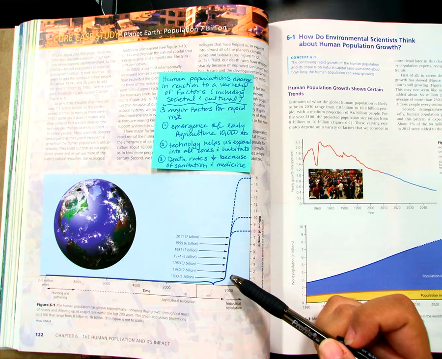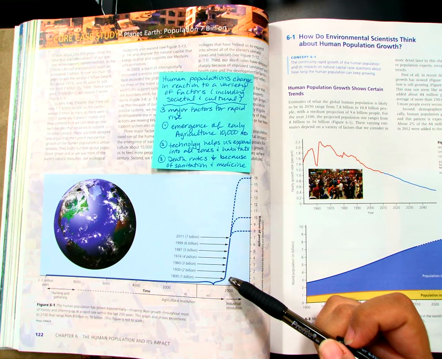The second major event that happened, of course, is the Industrial Revolution, which allowed for resources to be consumed and goods to be produced at a rapid pace. It also allowed for improvements in sanitation and medicine, which, of course, are going to extend the average human lifespan.